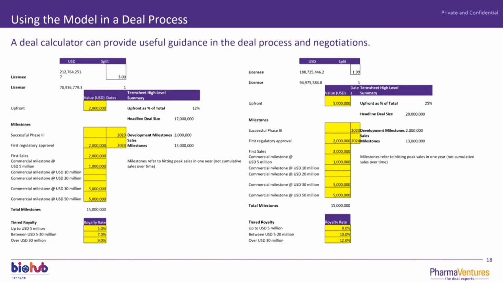On the right-hand side, now you see what happens if we change some of the numbers. So here, I've said, okay, we're a poor biotech, we need cash up front. I've left the milestones the same, but I've increased the upfront to 5 million rather than 2 million, and I've increased the royalties to 8, 10, and 12% rather than 5, 7, and 9. And what you see here, although the NPV hasn't changed, the split changes, and it's now 2-1 in favour of the licensee, which is kind of going to be harder to achieve.